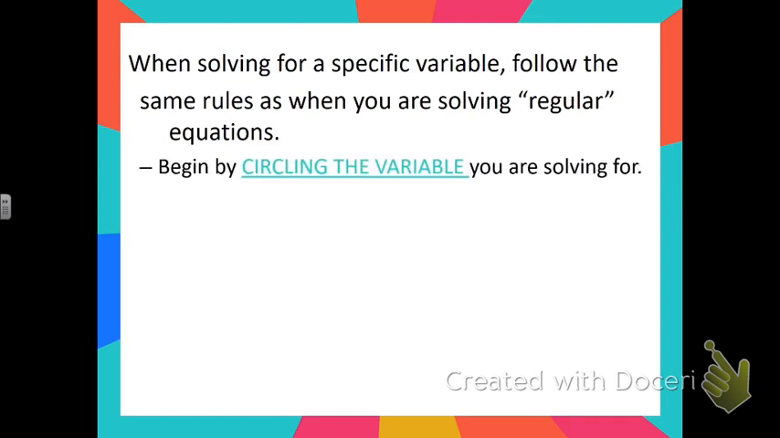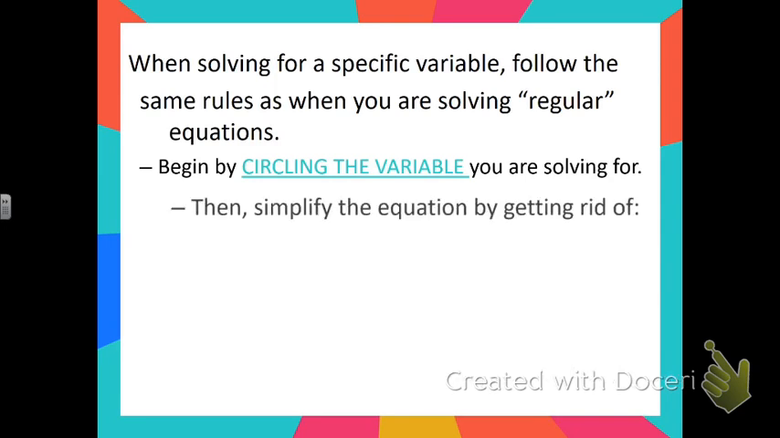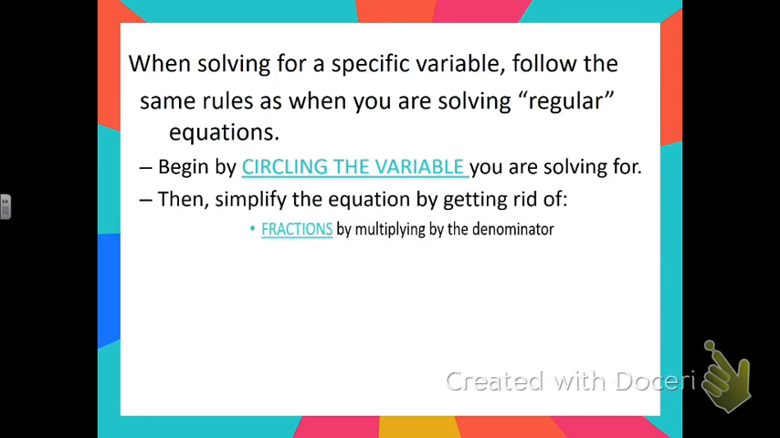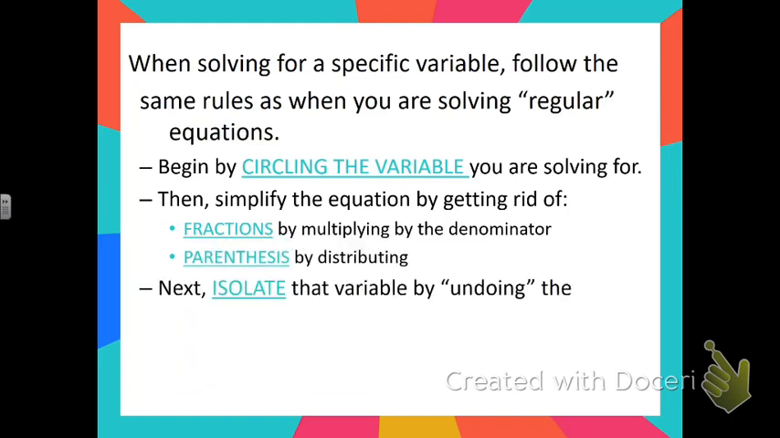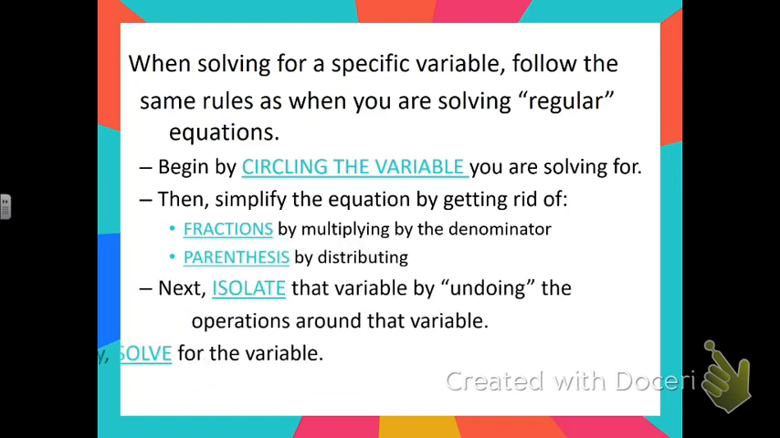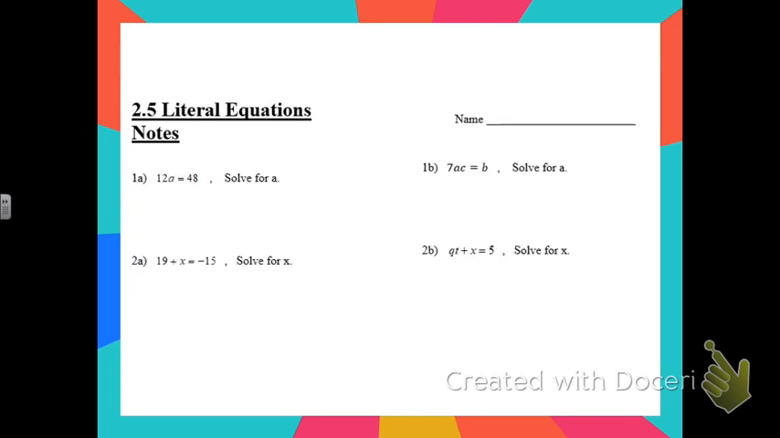I usually circle the variable, highlight it, get rid of fractions by multiplying, deal with parentheses, and isolate the variable. Basically the same steps you do to solve. Solve for the variable, though, you're going to have variables on both sides of your equation in your answer. Okay, so we're going to do a few of these. These are on your notes paper that you picked up.